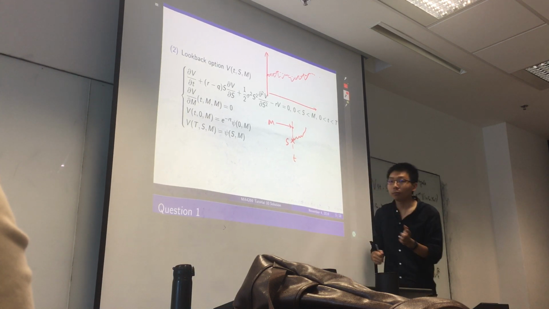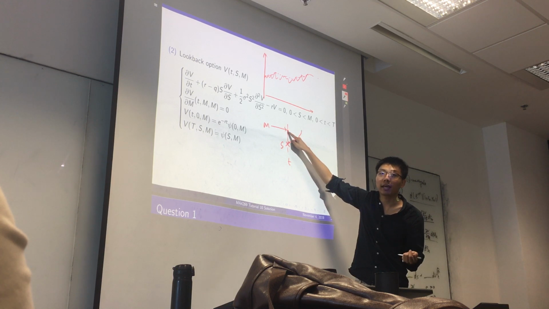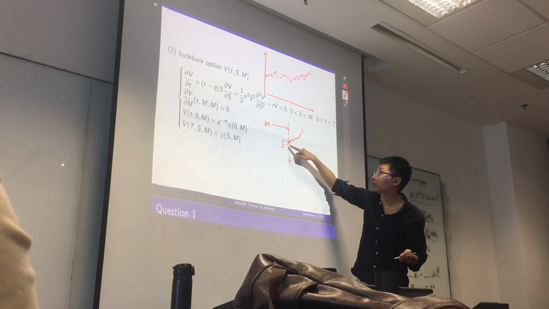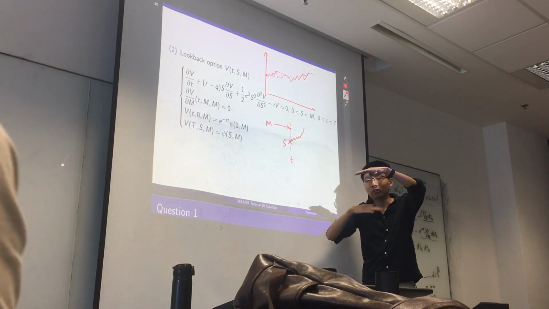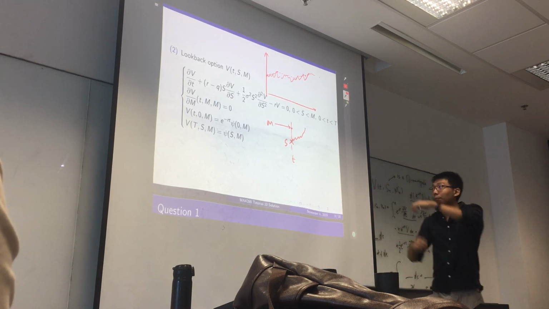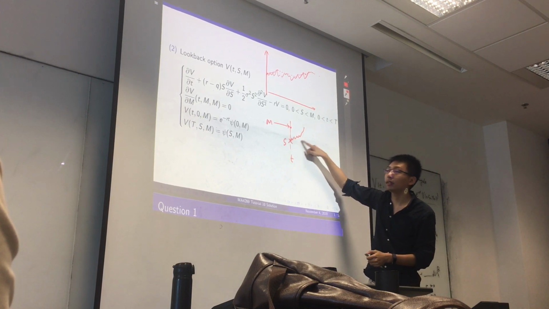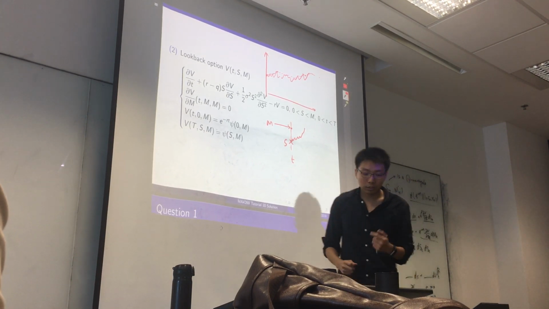So that means at this moment, the historical maximum will still be M. It will not jump up. It will not be updated because the stock price is still strictly lower. We still need to wait for the stock price to go up. So if the stock price is strictly lower than M, DMT is still 0.